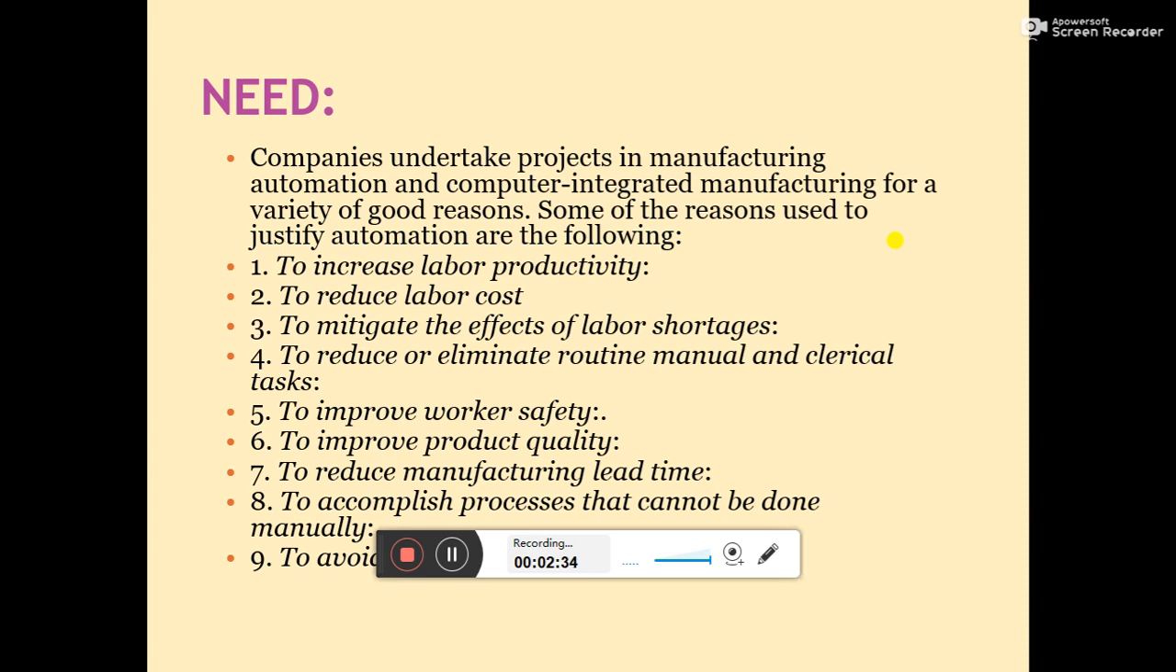And suppose that particular human is absent, on leave, or unable to do the work because of a sick problem, then the work has to be stopped. But with automation, we can mitigate labor shortages, and it also eliminates routine manual or clerical work. It improves worker safety and product quality, reduces manufacturing lead time, accomplishes processes that can be done manually, and avoids accidents. And also, in order not to pay the cost of not going for automation, we require automation.